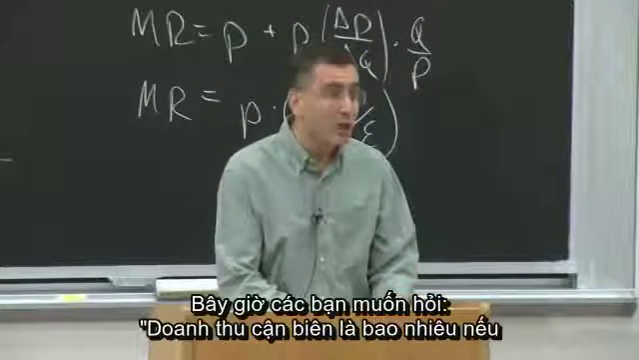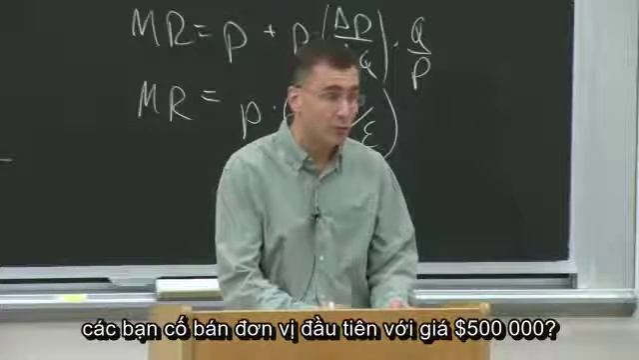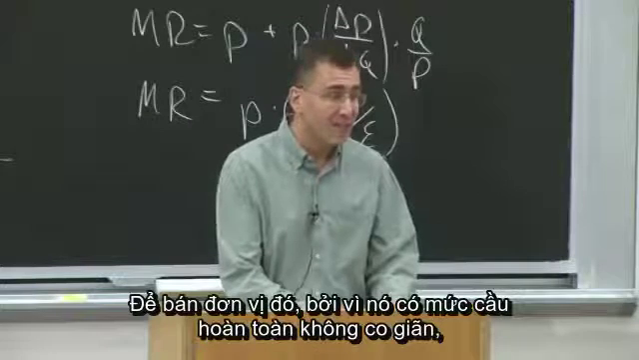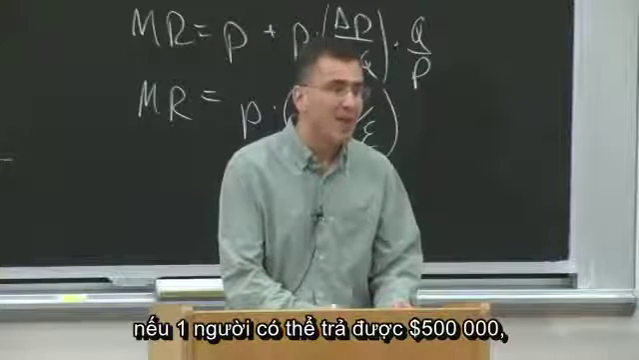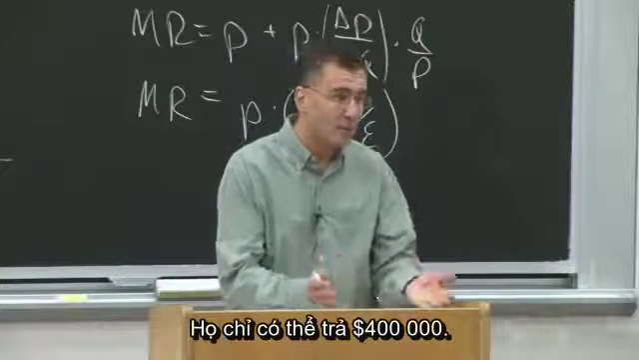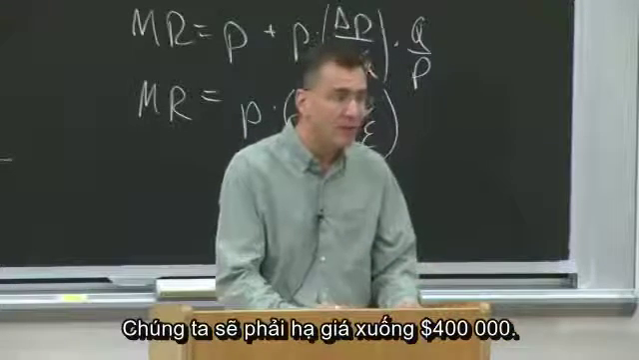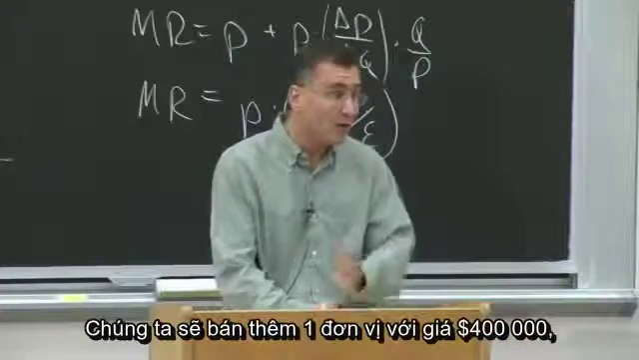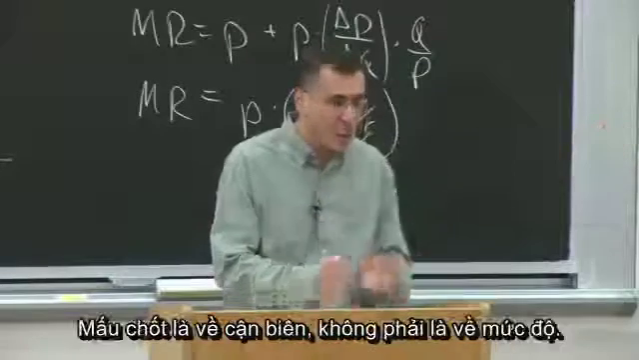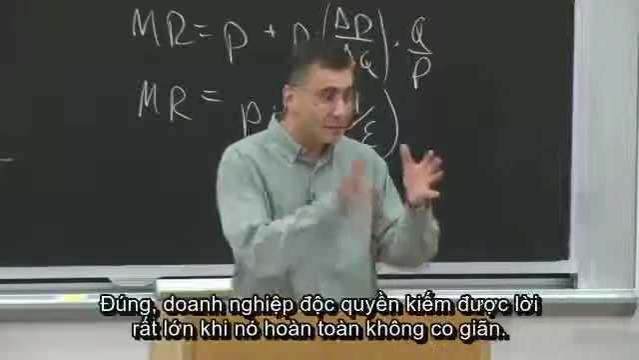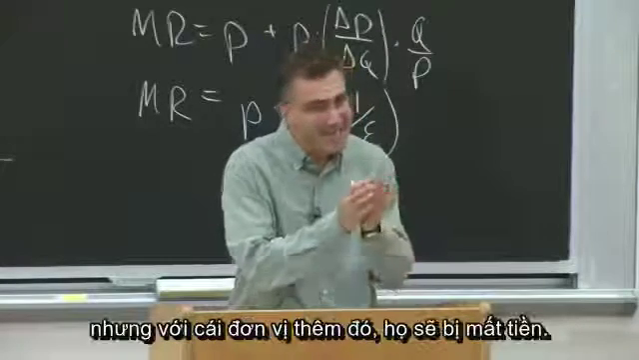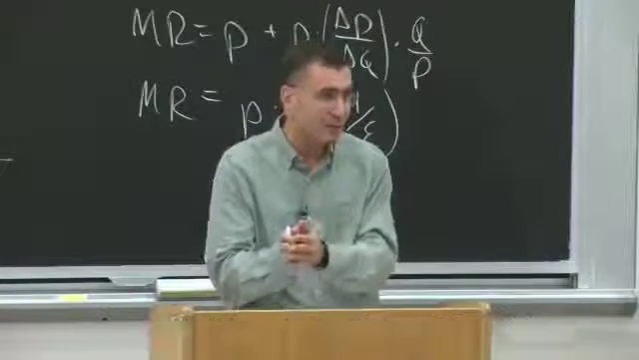Now you want to ask, what's the marginal revenue from trying to sell the next unit beyond the $500,000 ones? Well, since it's inelastically demanded, if that person could afford anything like $500,000, they would have bought it already. They can't. They can only afford $400,000. We have to lower the price to $400,000. You're going to sell one more unit at $400,000, but lose $100,000 on all those other units you were going to sell at $500,000. The point is it's about the margin, not the level. Yes, monopolists make a huge profit when it's inelastic. I'll talk about that in a minute. But that next unit, they're going to lose money on.